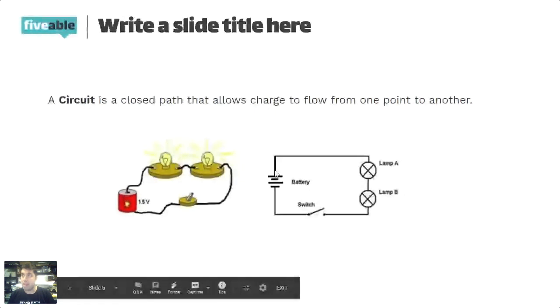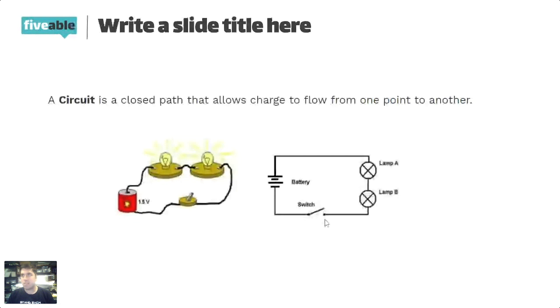So closed path in order to make a circuit. Let's mess around a little bit now and try to measure some things in a circuit.